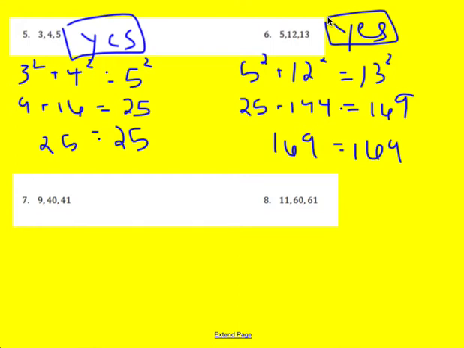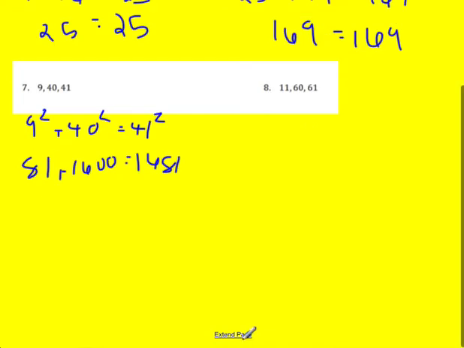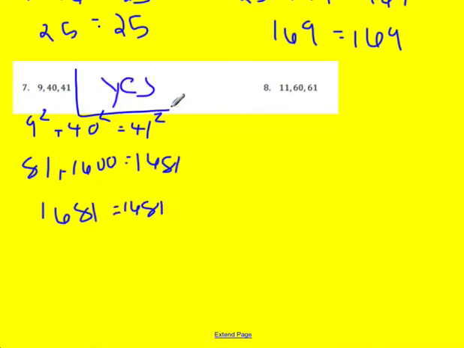Taking a look at number 7. We want to see if the two smaller sides squared, so 9 squared plus 40 squared, is going to be equal to 41 squared. Then we have 81 plus 1,600. Is that going to be equal to 1,681? Because that's what 41 squared is. Well, 81 plus 1,600 is 1,681. Is that equal to 1,681? Sure is. So yes, number 7 is a Pythagorean triple.